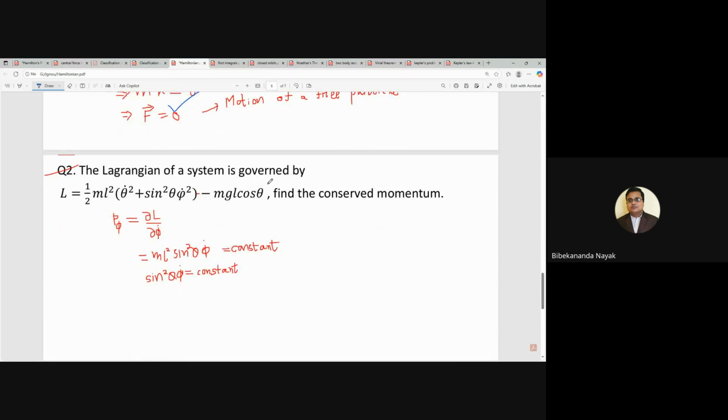Then the Lagrangian of a system is governed by this. Find the constant momentum. If the Lagrangian is given, you have to find the conserved momentum from the cyclic coordinate. Here, L does not contain phi. So phi is a cyclic coordinate and the corresponding momentum is a conserved quantity.